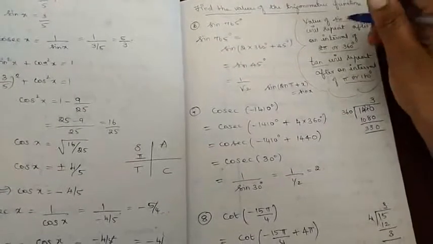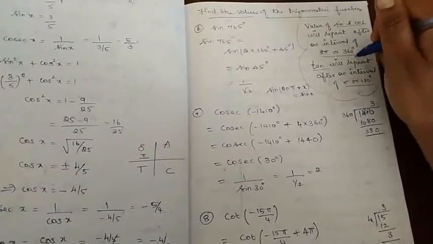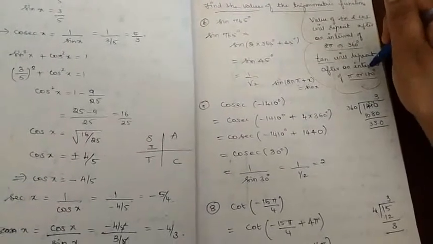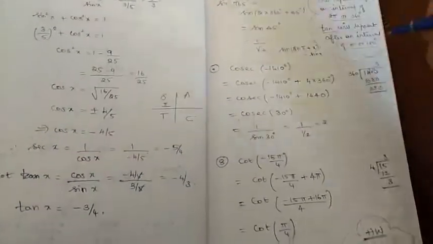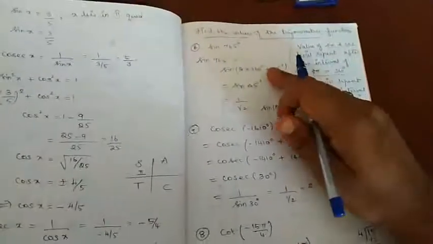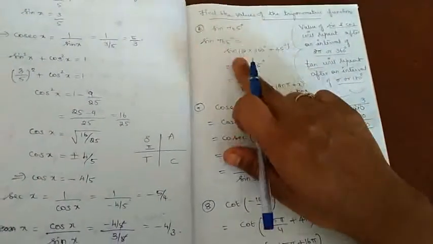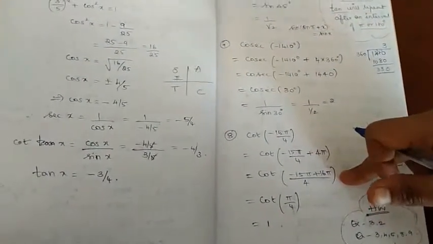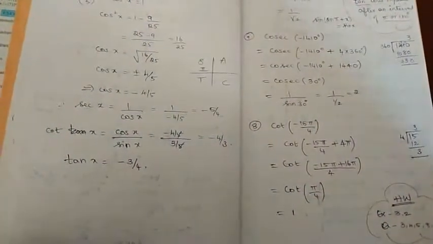What is it? The sine and the cosine function will repeat after an integral multiple of 2 pi, and the tan function will repeat after an integral multiple of pi, right? That's why we have used 4 pi here, and when it is positive you can split like this, when it is negative you have to express like this, right? Let us move on to the next topic now.